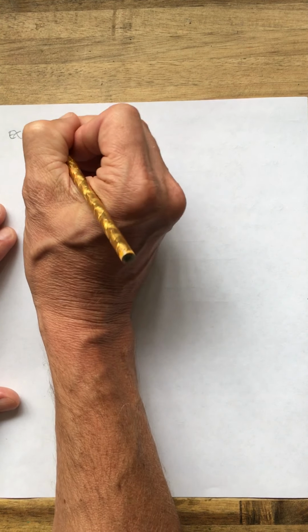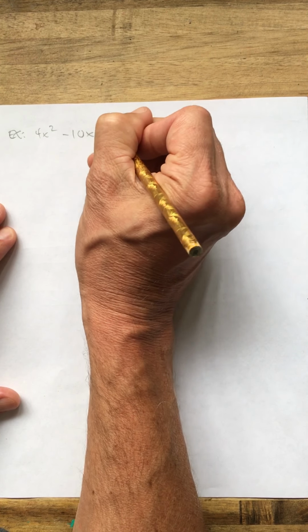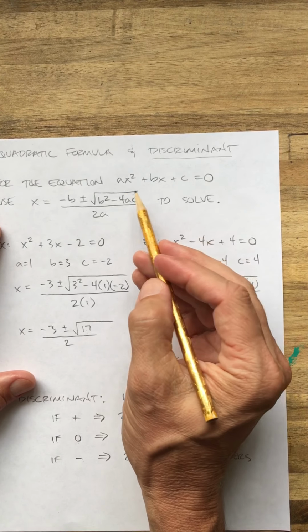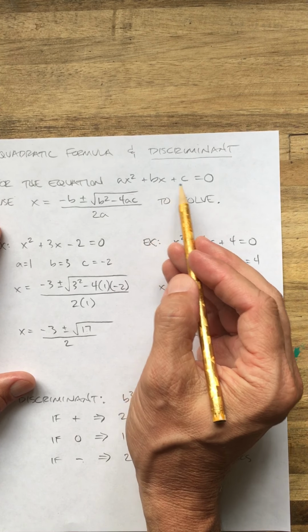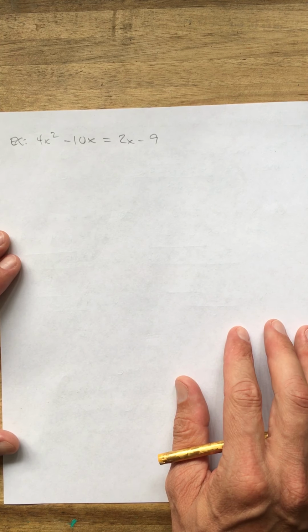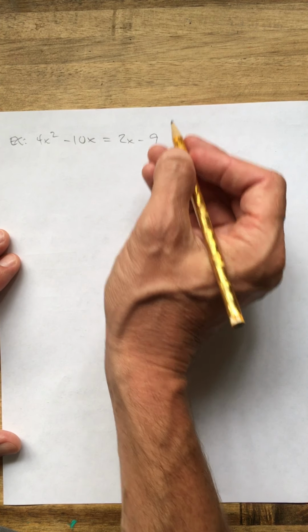Example. We have 4x squared minus 10x equals 2x minus 9. Now remember, the quadratic formula says it has to be set up like this: ax squared plus bx plus c equals 0. That's not what we have here. So any suggestions? All right, that's right, make it equal 0. So bring the 2x over, bring the negative 9 over.